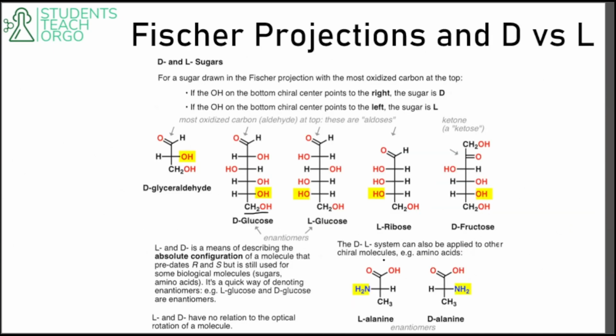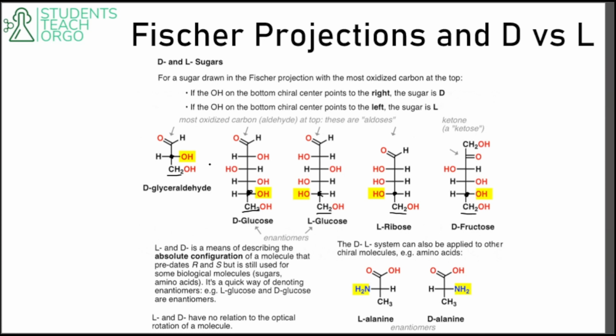So what is a Fischer projection? Well, a Fischer projection is basically a way of drawing a cyclic sugar in a nice linear chain fashion. There's two types of sugars. We have D sugars and we have L sugars. So what in the world is the difference between the two? Well, when we draw the Fischer projection, we look at the carbon right before the last carbon, the one that does not have a stereocenter. This is the carbon that we care about. If the hydroxyl group, the OH, is on the right, it's a D sugar. If it's on the left, it's an L sugar.